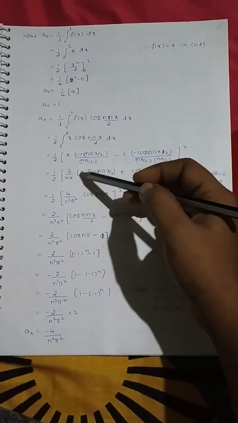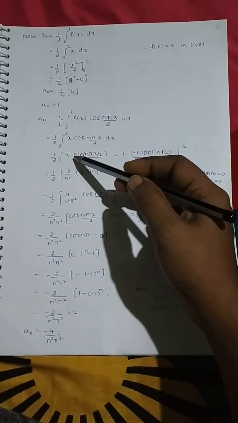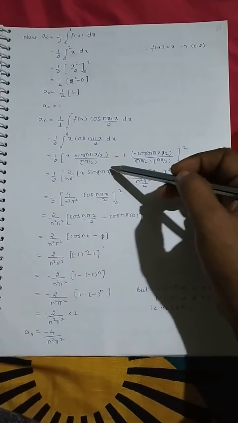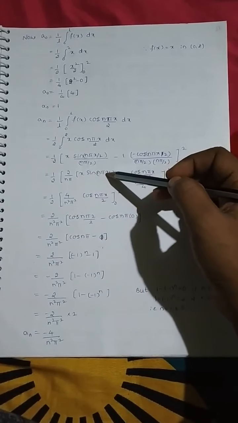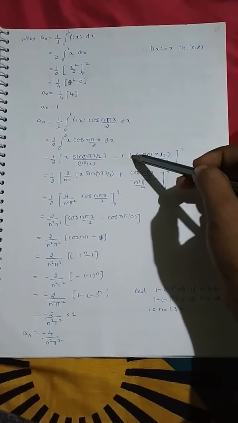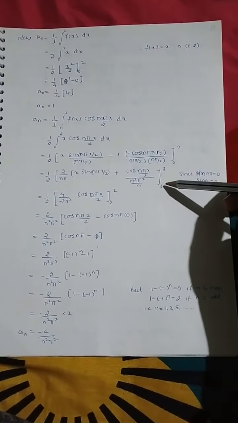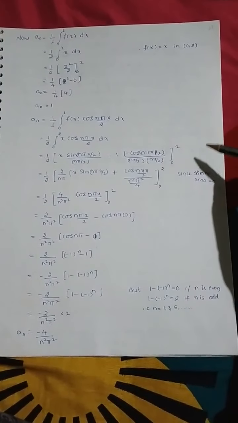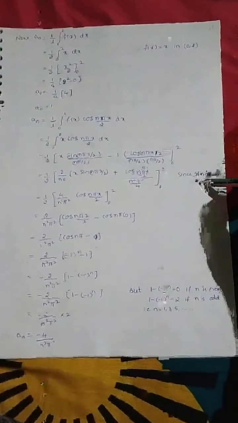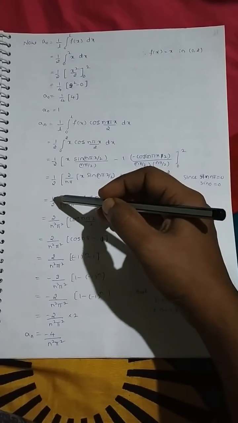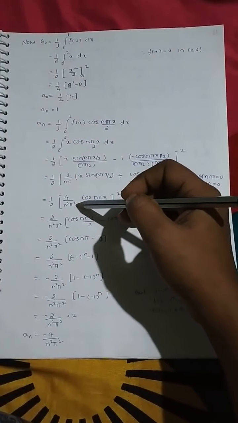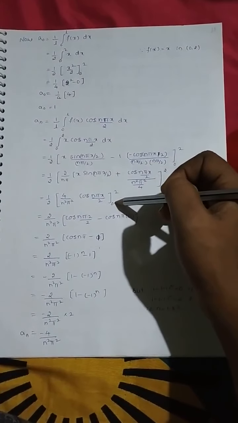1 by 2 into bracket, here this n pi by 2 goes to the numerator, that is 2 by n pi into x into sin n pi x upon 2, minus into minus, plus cos n pi x upon 2 upon n square pi square by 4, between the limits 0 to 2. Since sin n pi equals 0 and sin 0 equals 0, this first term vanishes. We have only the second term. In the second term, this n square pi square by 4 goes to the numerator, that is 1 by 2 into bracket 4 upon n square pi square into cos n pi x upon 2 between the limits 0 to 2.